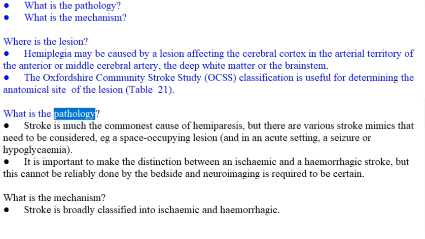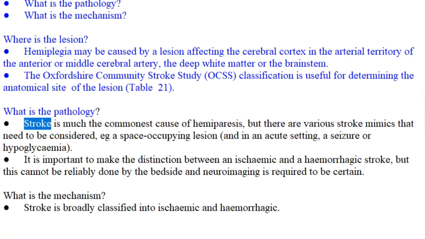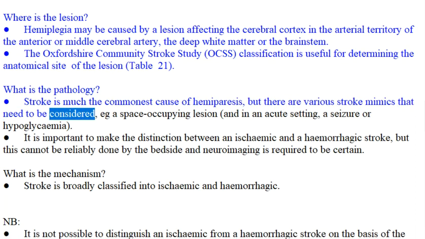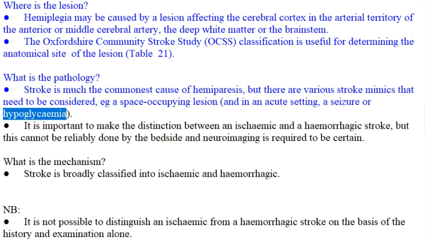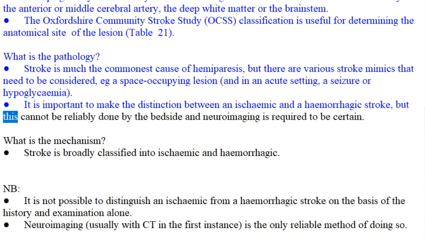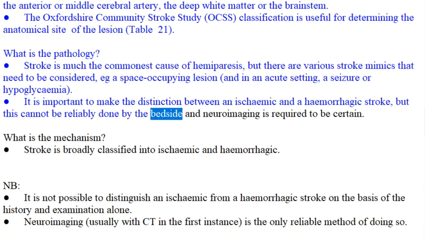What is the pathology? Stroke is much the commonest cause of hemiparesis, but there are various stroke mimics that need to be considered, e.g. a space-occupying lesion, and in an acute setting, a seizure or hypoglycemia. It is important to make the distinction between an ischemic and a hemorrhagic stroke, but this cannot be reliably done by the bedside and neuroimaging is required to be certain.